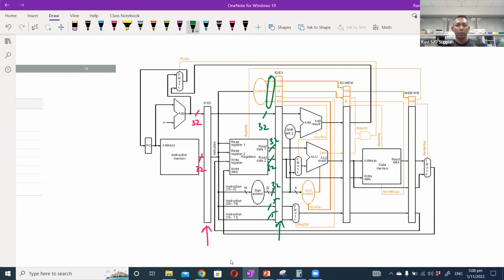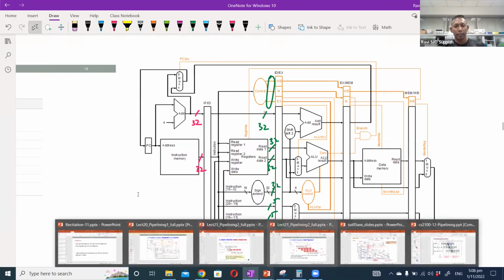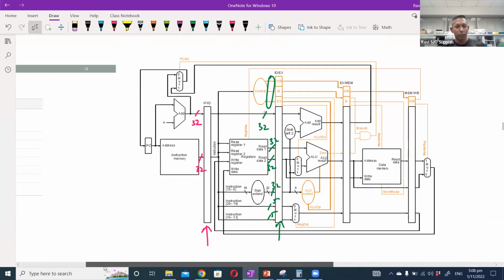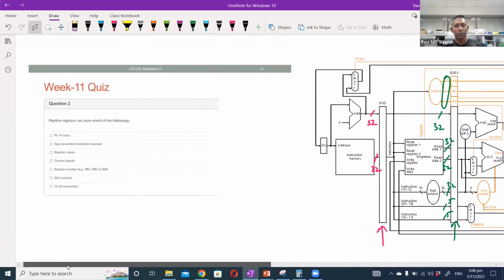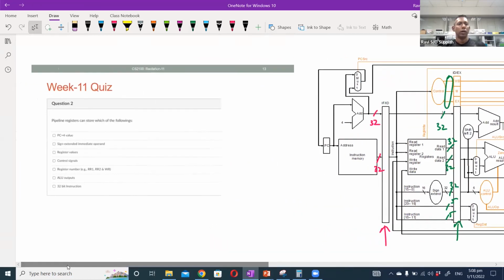Coming back to the question, you can see that I will need registers for all these stages. PC plus 4, you need it in the first stage, the IFID stage. The sign extended immediate operand is over here, which I will add to the IDEX stage. Register values are also in the IDEX stage. Control signals are in IDEX, EXMEM, MEM, write back, and so on.